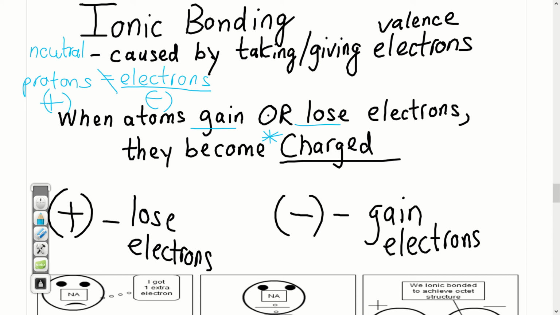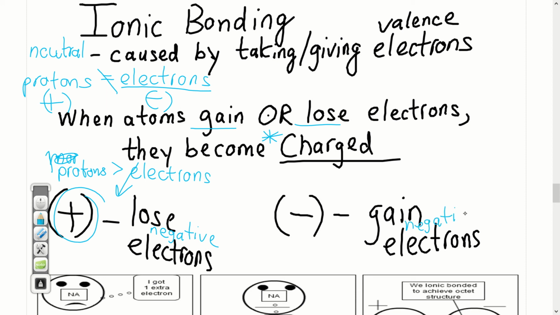So how do I know whether I become positive or negative? When I lose electrons, I become positive. This is something people often make a mistake on, because they think, oh, I lose it, so I become negative. No. When you lose, you're losing negative electrons, which means your atom has more protons. Protons is greater than electrons, and therefore you become positive. On the flip side, if you gain negative electrons, you become negative. You're adding more negative particles.